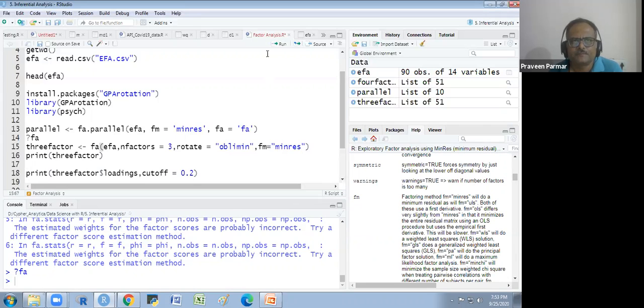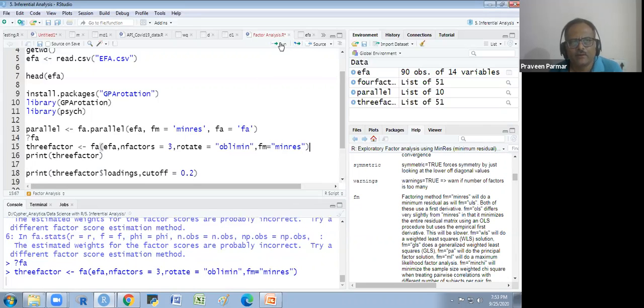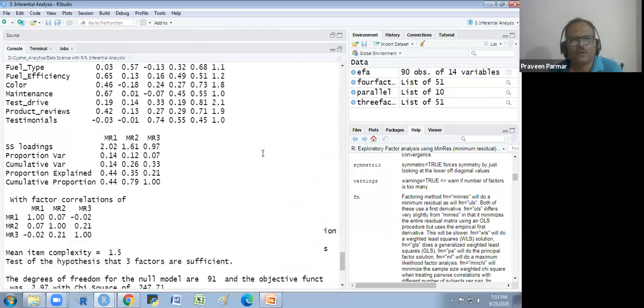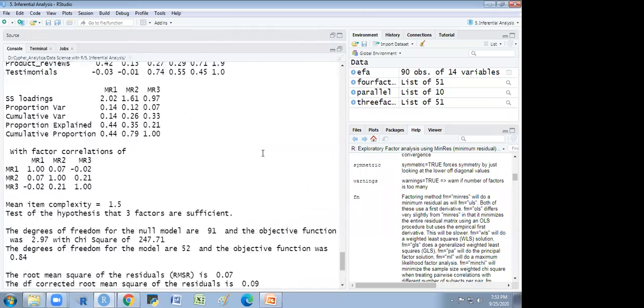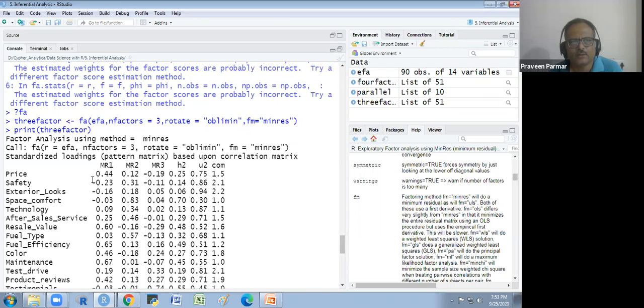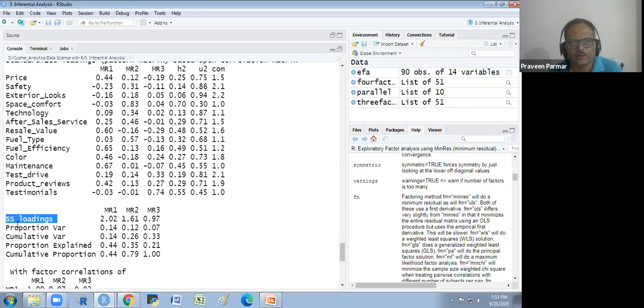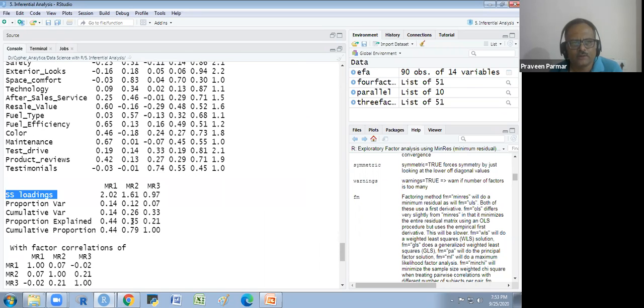Then I print the 3 factors, and I will show you. This is all I will get. It is not a small thing; we are getting so many things. Price, MR1, the factor loadings. Based on the correlation matrix, we are getting the standardized loadings here. SS loadings are also there, proportion variance, cumulative, everything is there.